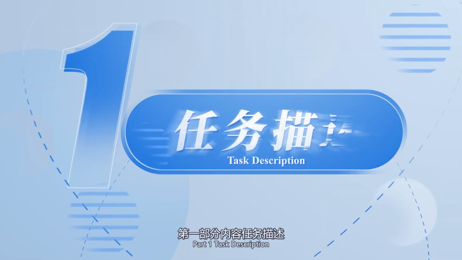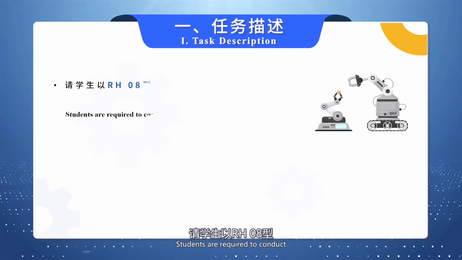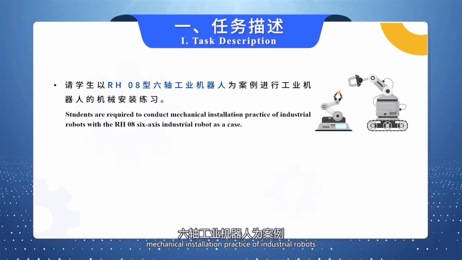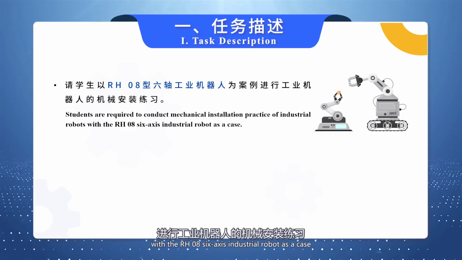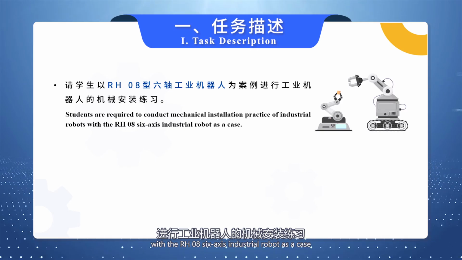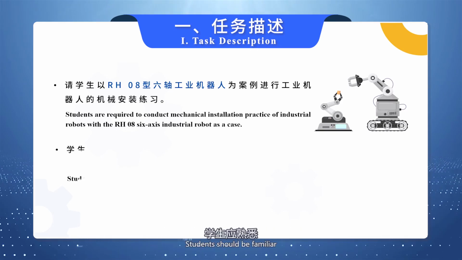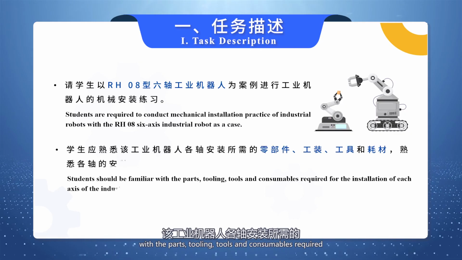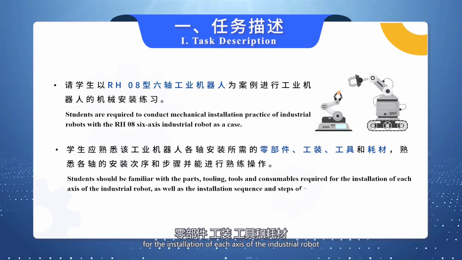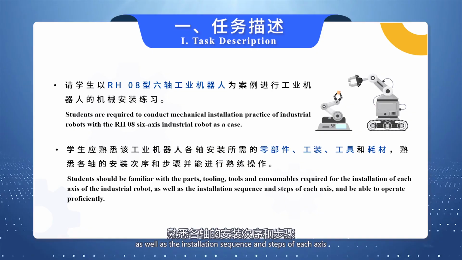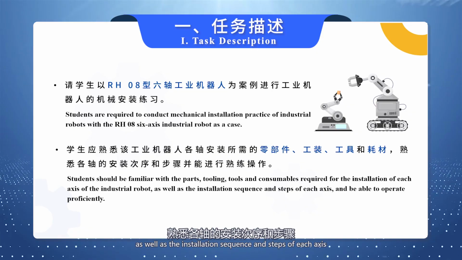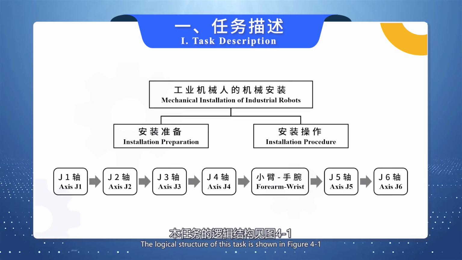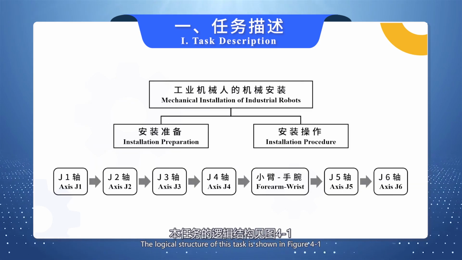Part 1, Task Description. Students are required to conduct mechanical installation practice of industrial robots with the RH0A6 Axis Industrial Robot as a case. Students should be familiar with the parts, tooling, tools, and consumables required for the installation of each axis of the industrial robot, as well as the installation sequence and steps of each axis, and be able to operate proficiently. The logical structure of this task is shown in Figure 4:1.